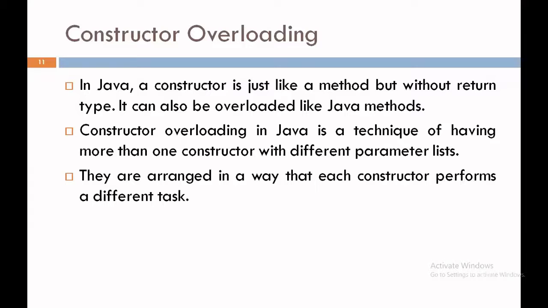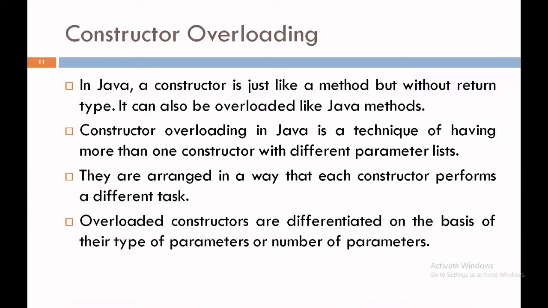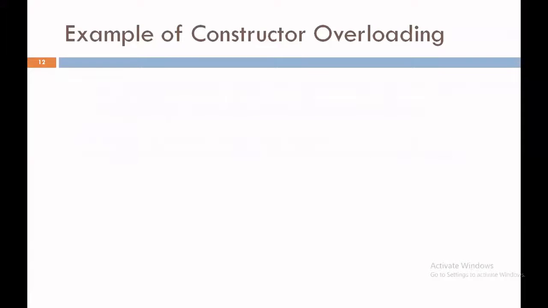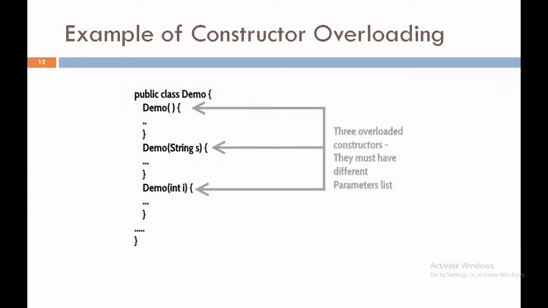The constructors are arranged in a way that each constructor performs a particular task. Overloaded constructors are differentiated on the basis of their type of parameters or the number of parameters. So this is about constructor overloading in Java. Let's see one example of constructor overloading. This is the example of constructor overloading in which I use the class Demo.